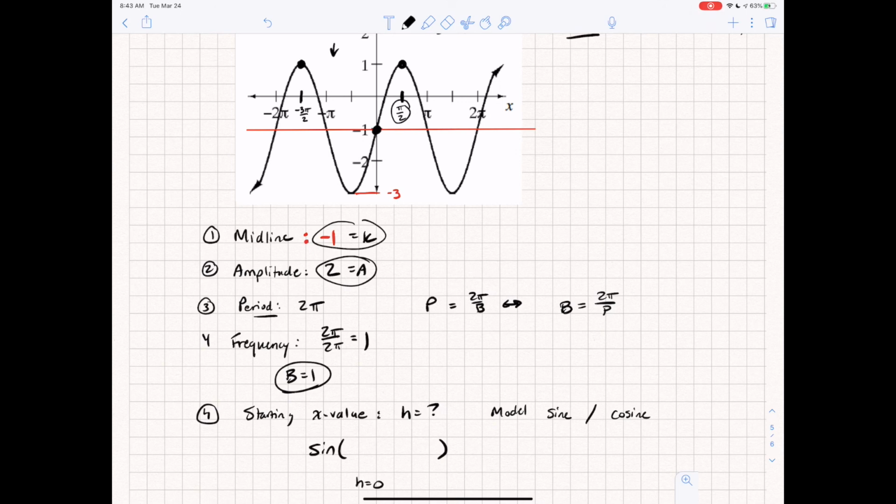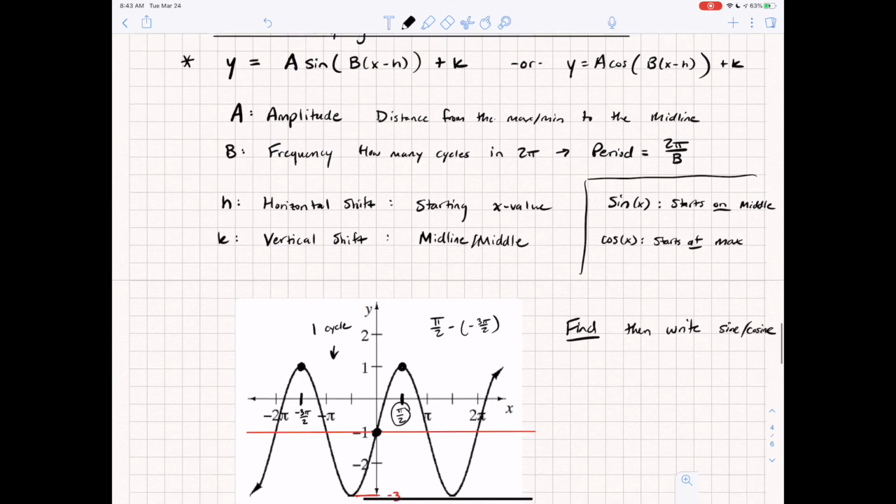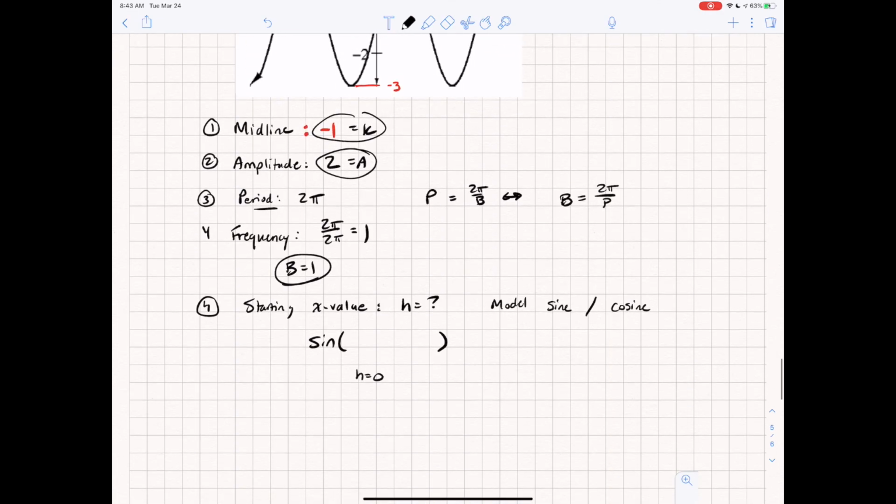And now I can fill it in based off of my general graphing form. I would have y is equal to a, which is 2, sine, parentheses b, which is 1, times x minus h, which is 0, close the parentheses, and then plus k, which is negative 1, which you could just write as minus 1. And so in simplest form this would just be 2 sine of x minus 1, which we actually graphed not too long ago.